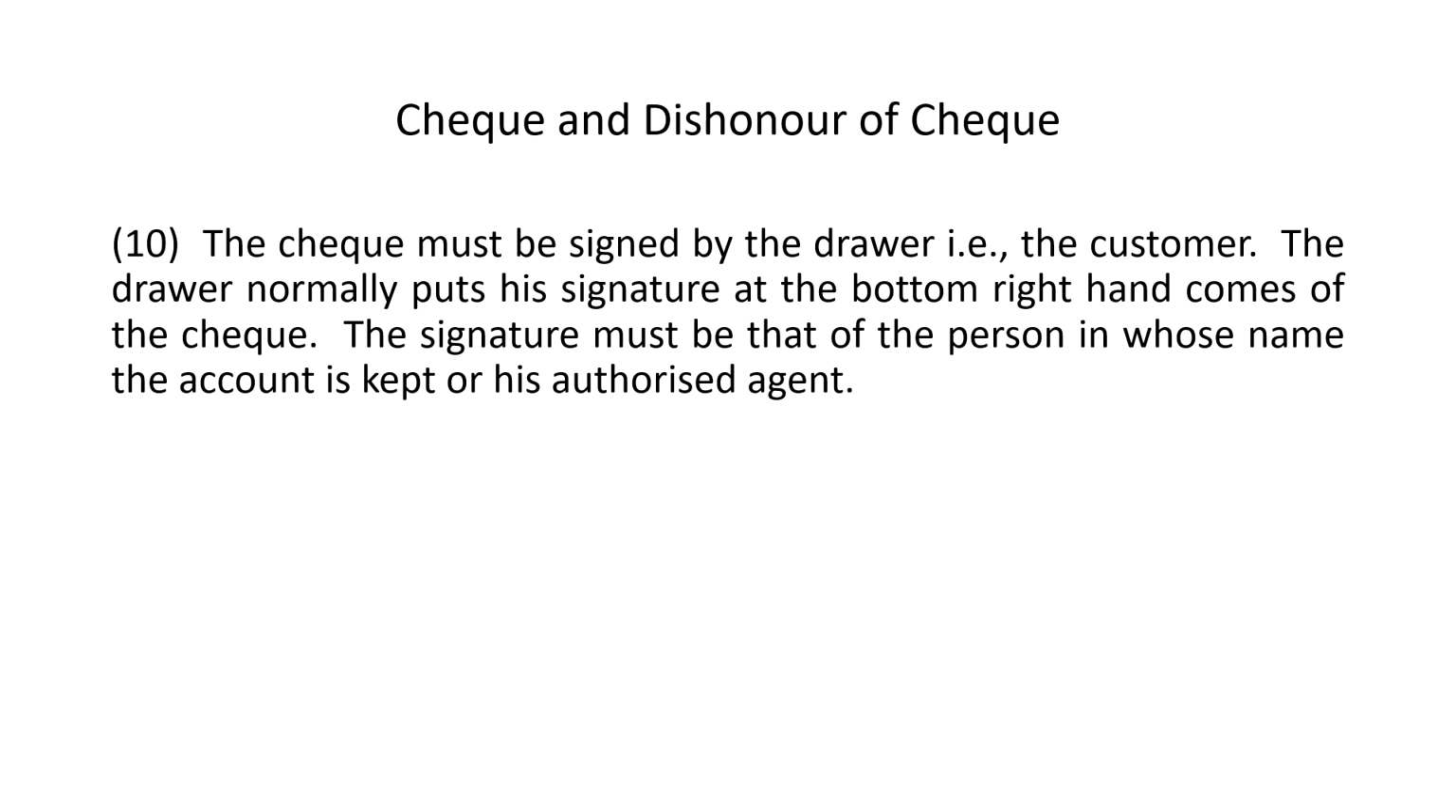And the last one, as I have told you, is very important: the check must be signed by the drawer, that is the customer. The drawer normally puts his signature at the bottom right hand corner of the check. The signature must be that of the person in whose name the account is kept, or his authorized agent. In the case of artificial persons like companies and any kind of authority, or partnership firms, if they have opened their account in the name of the authority or partnership firm, the person who is authorized as an agent to discharge his duties is entitled to put his signature on the check. In other, normal cases, the signature must be put by the customer of the bank only.